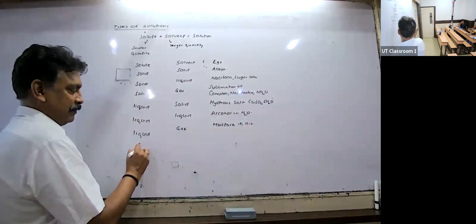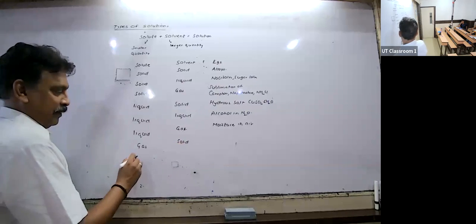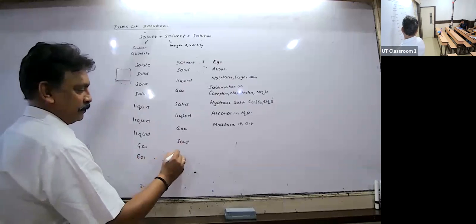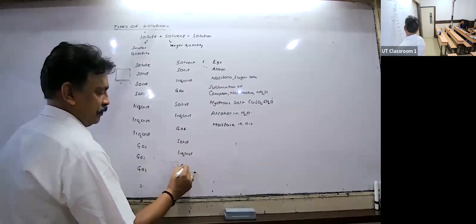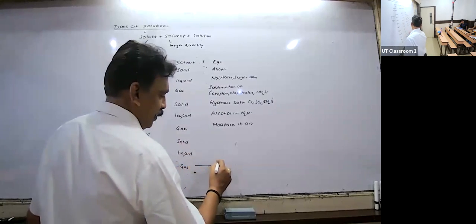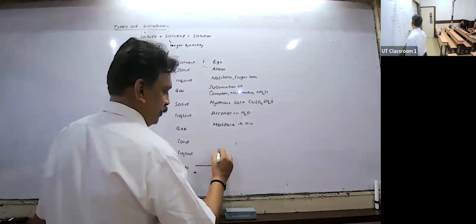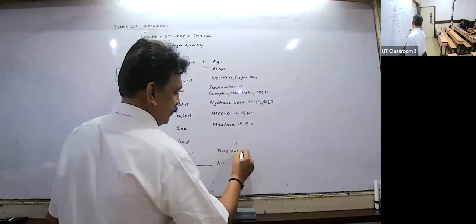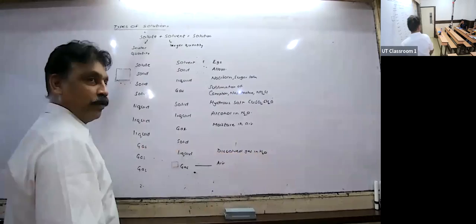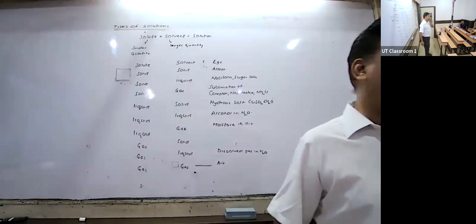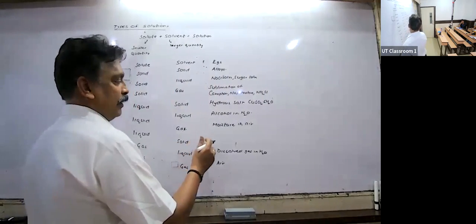Now gas: gas in solid, gas in liquid, and gas in gas. Gas in gas, you know, is air. Gas in liquid would be dissolved oxygen, dissolved gases in water. Gas in solid, you can say dry ice.